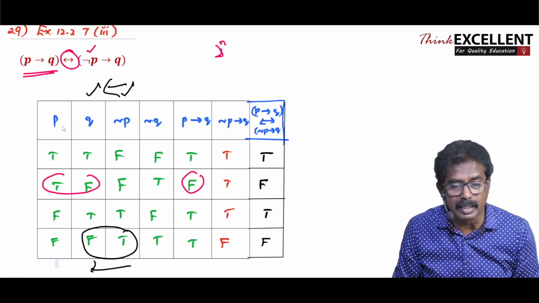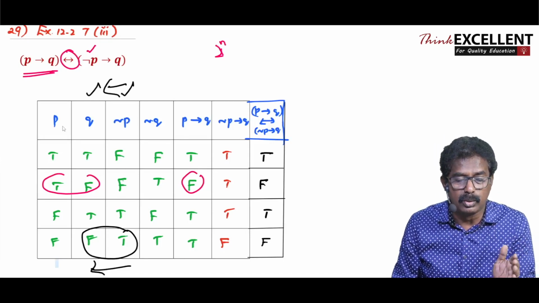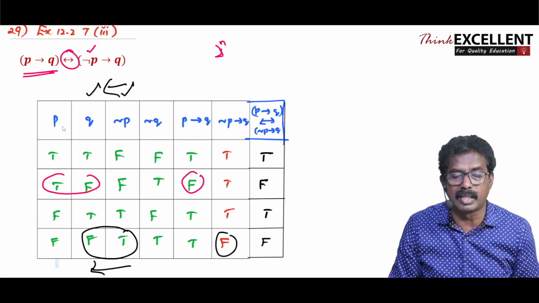You have to read from here, right? Negation. P implies Q: true, false is false. In all other cases you write true.